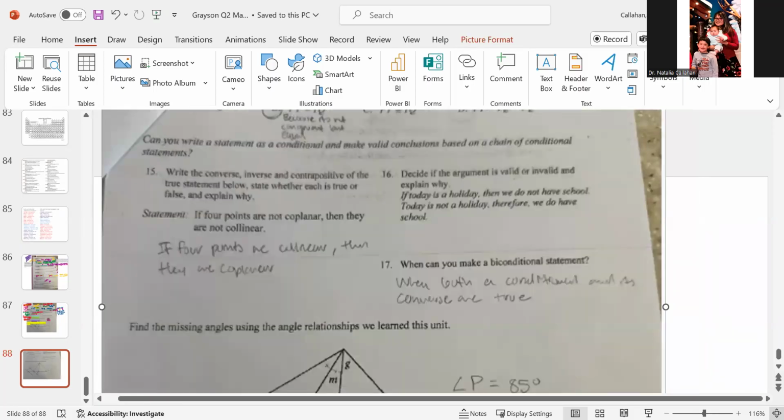17, when can you make a biconditional statement? When both the conditional and its converse are true. I don't even know what that question is asking. Okay, that would be my best guess.